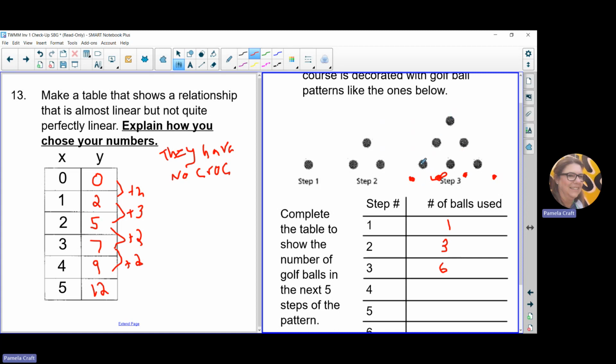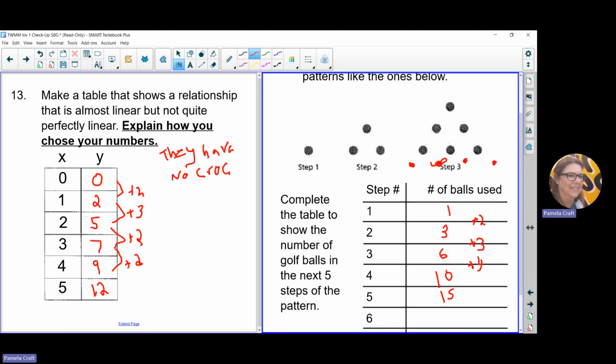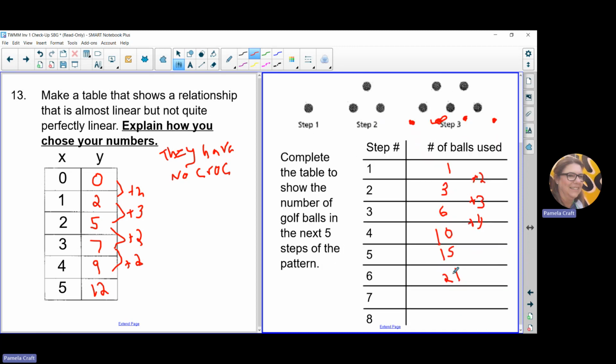So we have 1, 2, 3, 4, 5, 6, 7, 8, 9, 10 for our next one. So now if we try to look for a pattern, we have plus 2, then we have plus 3, and then we have plus 4. So for this one, I would add 5. And the next one, I would add 6. So that would be our pattern. Add 7 here to get 28, and add 8 to get 36 for our last one.